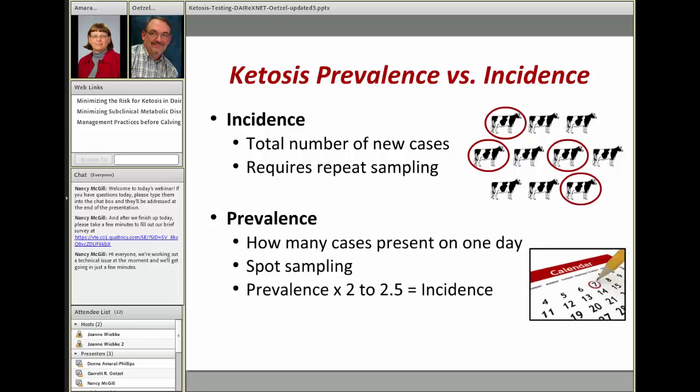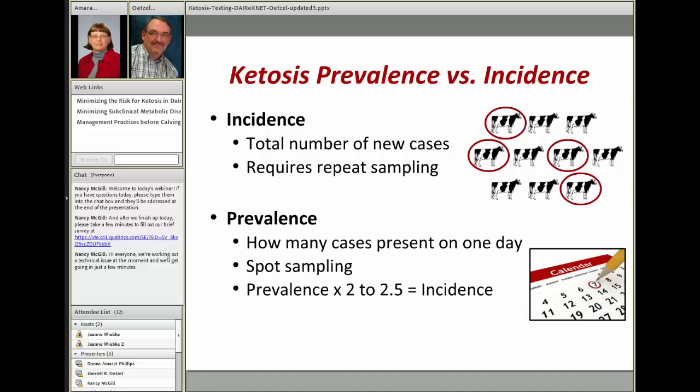The prevalence is how many cases are present at one day. So at one point in time, or if you would like to think of that as being spot sampling, that's something we can do. We can go into a herd, we can subsample the early lactation cows, or we can in fact do them all, and then that would give us the prevalence.